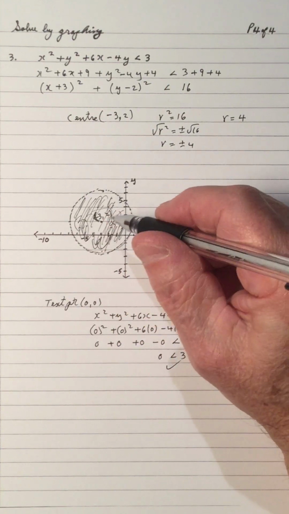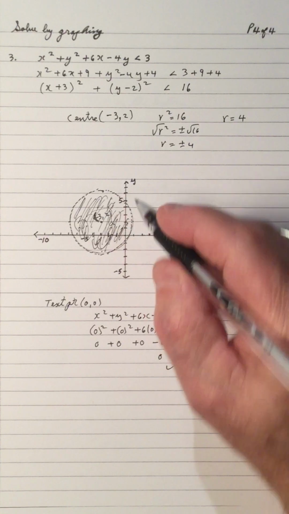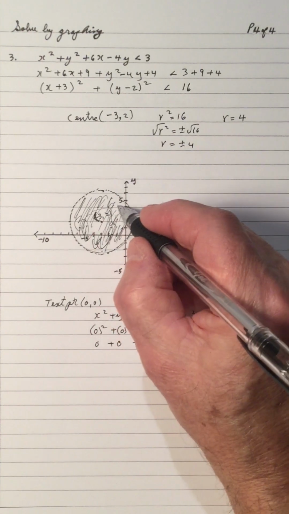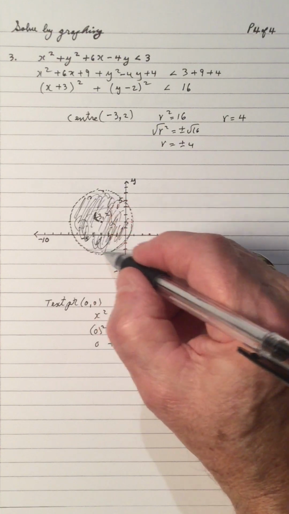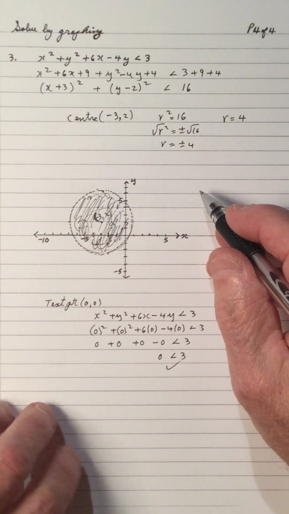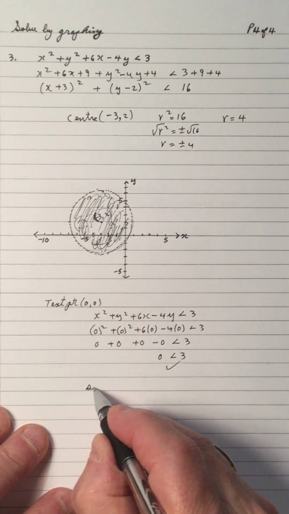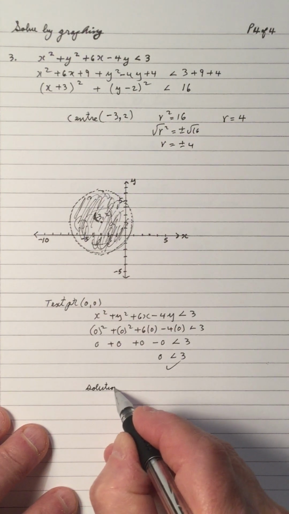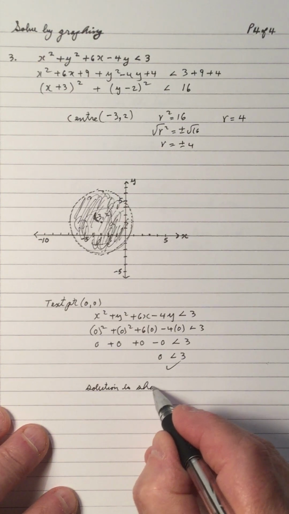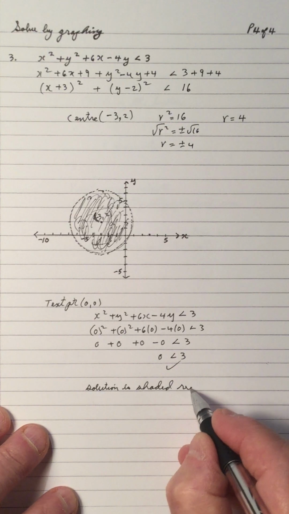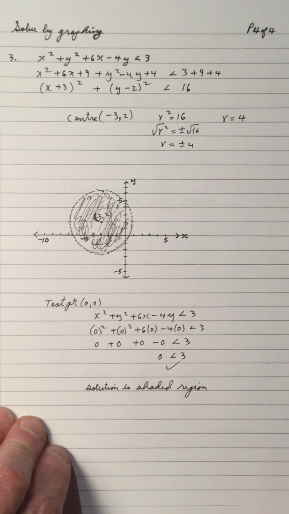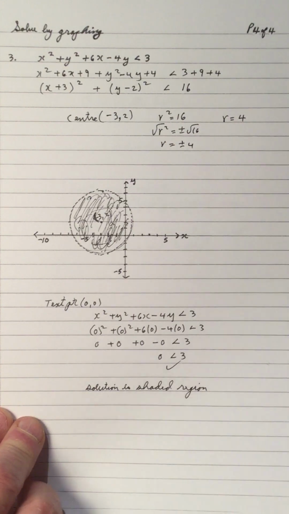So the solution is the shaded area. You can write down that the solution is the shaded area. All points that lie on the inside of this circle satisfy this inequality. So if you want to write it down, the solution is the shaded region. And I could have done that for the last one. The solution would be the shaded region and the boundary line for the parabola.